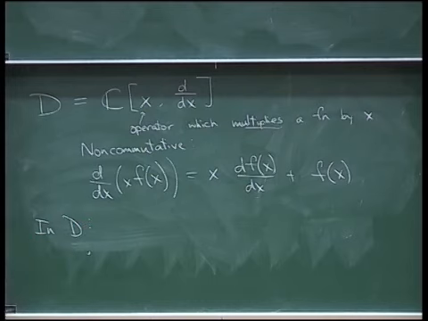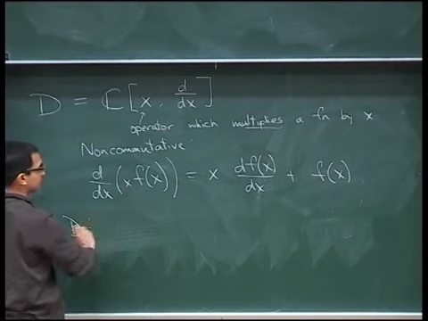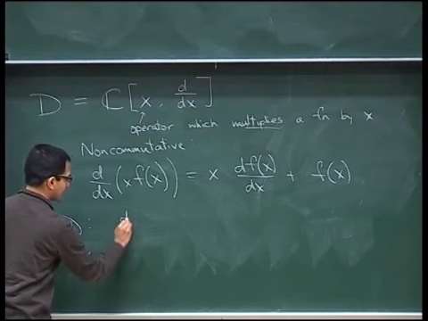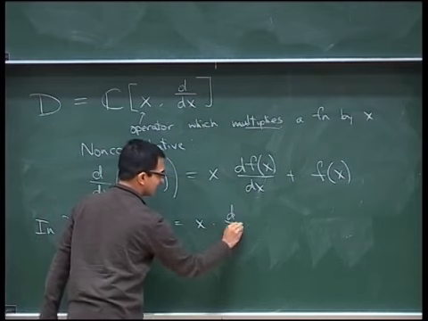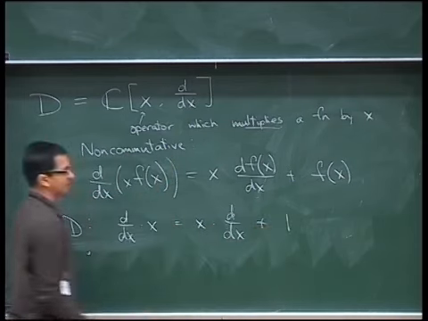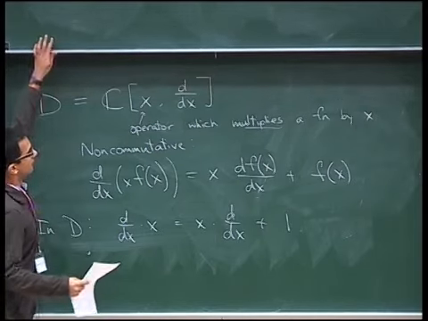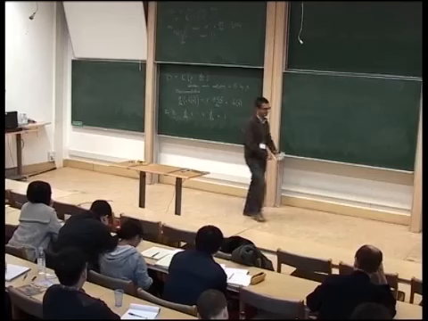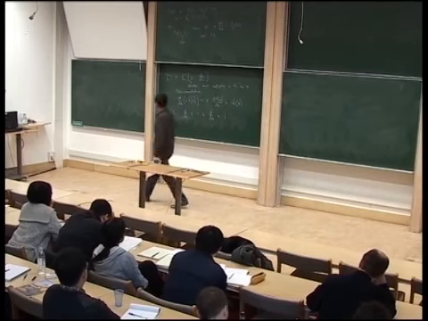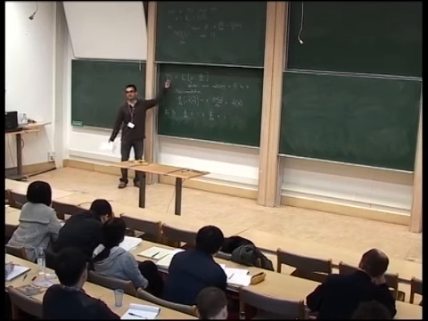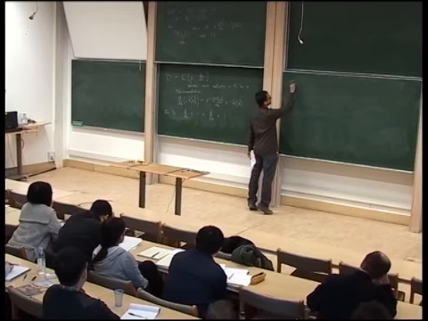So in D, what I want to do is just erase all the f of x's from this equation. So in D, the commutation relation between these two elements that generate it is d/dx times x equals x times d/dx plus 1. Okay, so this is a ring, and so of course modules over it are called D modules. Since it's non-commutative, you have to distinguish between left and right. And so throughout this talk, I'm going to stick to left D modules.